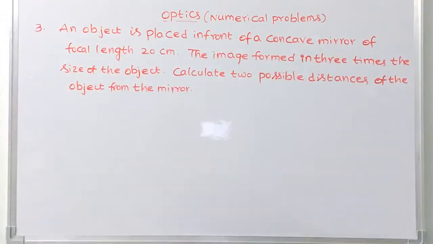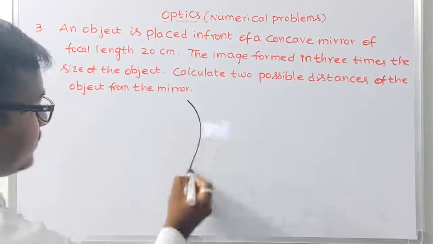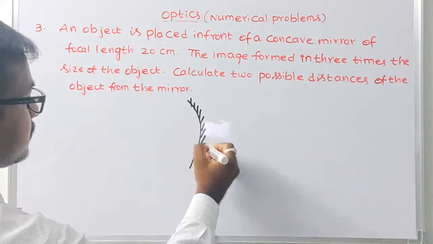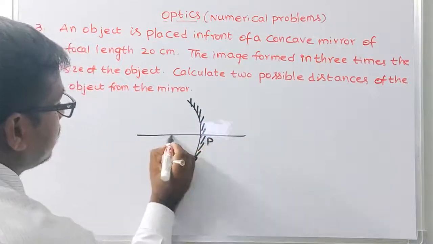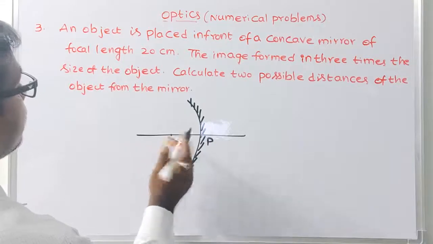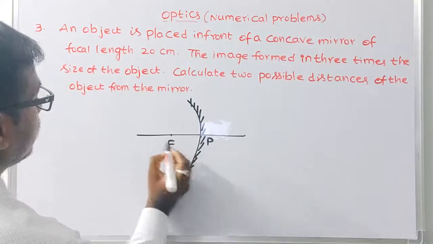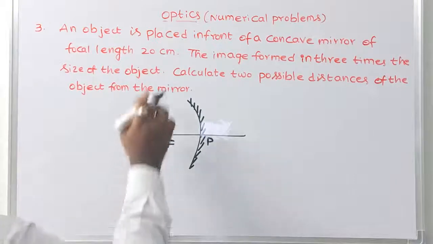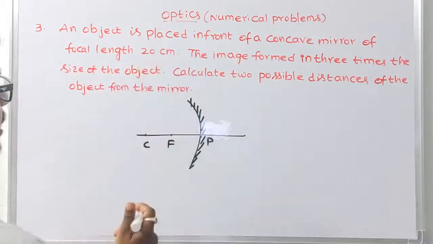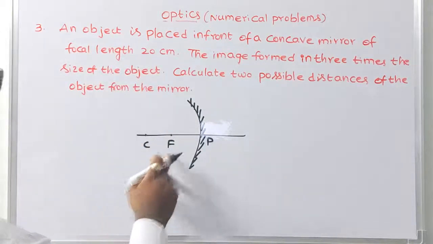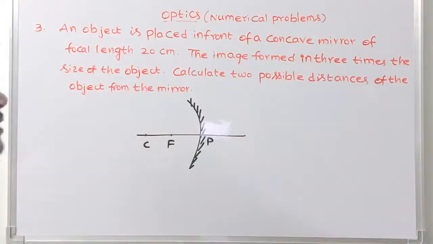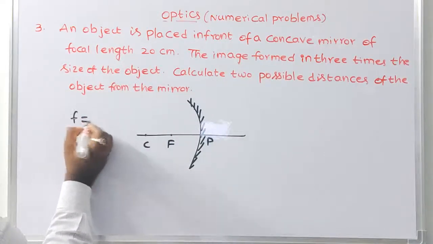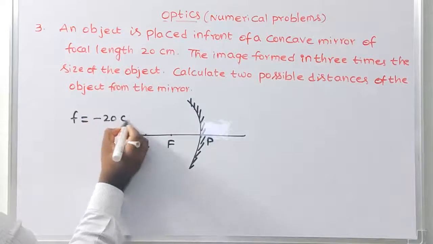Concave mirror. Okay, first draw the concave mirror, students. Okay, this is the pole, the focus, the center of curvature. The focal length is 20 centimeter. The focal length in the case of a concave mirror is negative. The focal length f is equal to minus 20 centimeter.